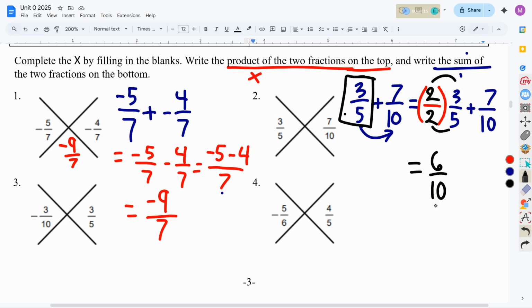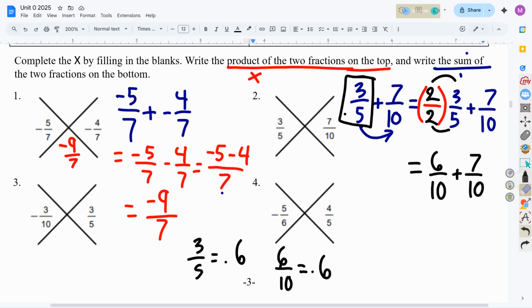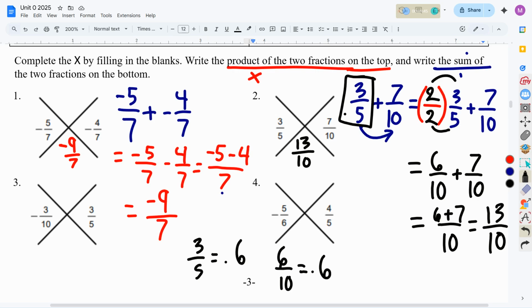If you go into your calculator and calculate that, you're going to see 3/5 is 0.6. And if you do 6/10, you're going to get 0.6. Okay, these numbers are the same, but they look different. And that's useful because now we made it look different on purpose. We wanted to have a 10 on bottom. So that means now I could put 6 plus 7 on top. And 6 plus 7 gives us 13. So our value for this one is 13/10.